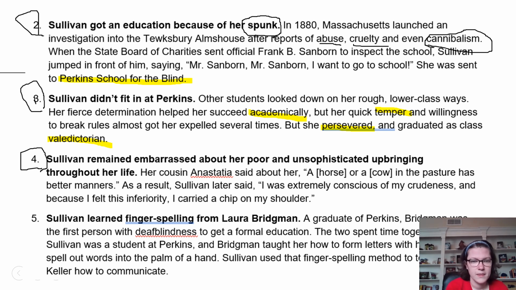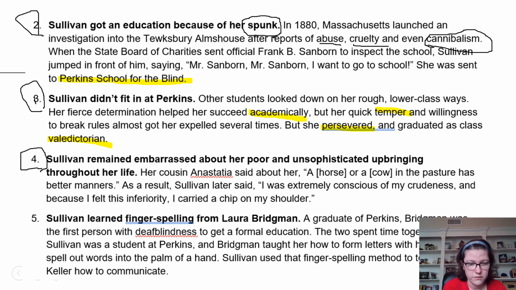Let's look at 4. Sullivan remained embarrassed about her poor and unsophisticated upbringing through her life. So she was embarrassed about being poor. That's something that some of us can relate to as well. Her cousin Anastasia said about her, "A horse or a cow in the pasture has better manners." As a result, Sullivan later said, "I was extremely conscious of my crudeness, and because I felt this inferiority, I carried a chip on my shoulder." So she didn't have very good manners, and because she didn't have very good manners, like, she felt really ashamed of it and insecure.